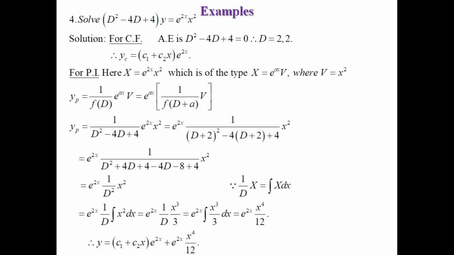In this way we get the value of the particular integral. If we combine the complementary function and the particular integral, we get the complete solution of the given equation, which is y = (c1 + c2 x) e^(2x) + e^(2x) · x⁴/12. So this is the very simple method for finding the particular integral, which is our type number 4.